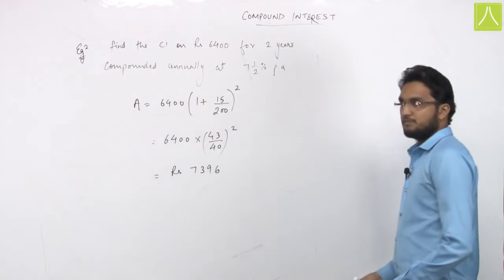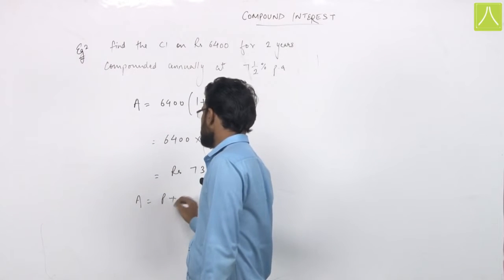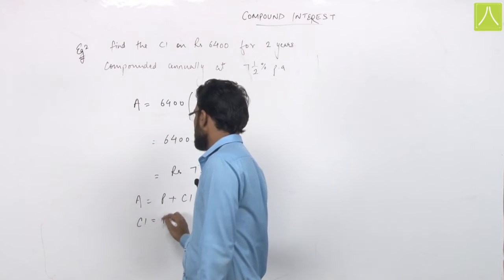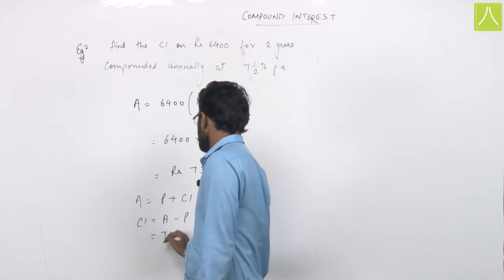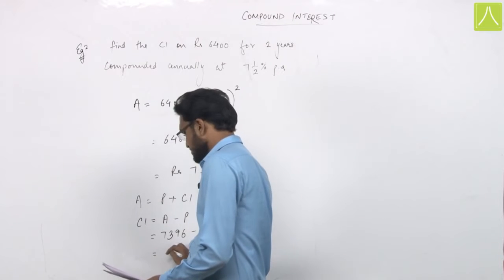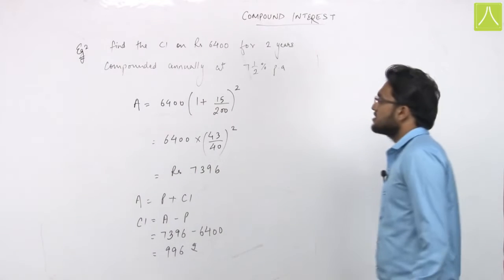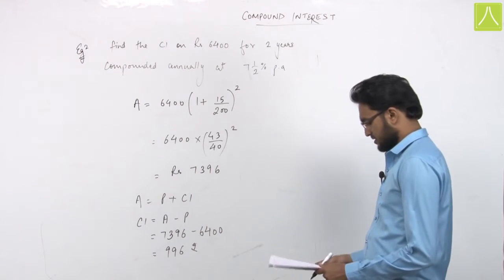But in this question we have to find the compound interest also. We know that amount is equal to principal plus the compound interest. So compound interest will be amount minus principal, which is equal to rupees 7396 minus 6400, which is rupees 996. So in this question the compound interest is equal to 996.